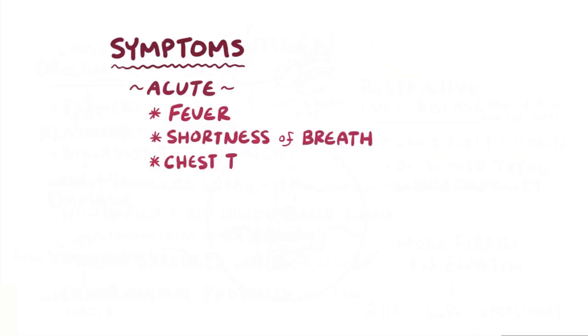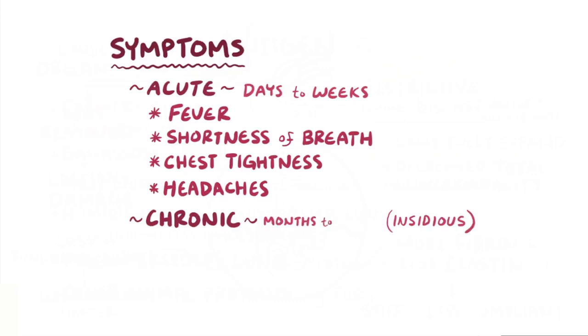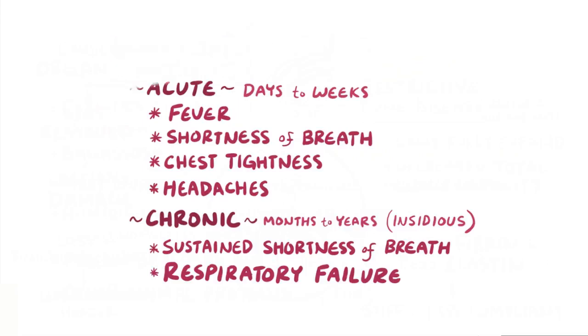Symptoms of acute hypersensitivity pneumonitis include fever, shortness of breath, cough, chest tightness, and headache, which typically can last from a few days to a few weeks. Chronic hypersensitivity pneumonitis has an insidious onset, meaning symptoms develop and worsen over months to years. Eventually, this leads to sustained shortness of breath, and in severe cases, respiratory failure. Because the damage caused by hypersensitivity pneumonitis can be reversed if dealt with early, a quick diagnosis is crucial.